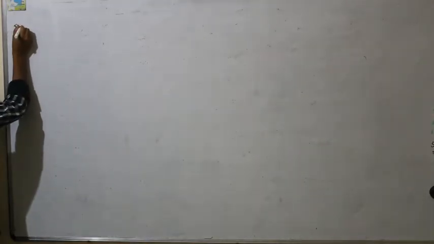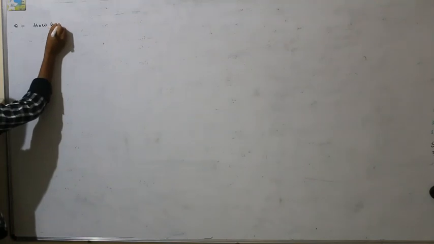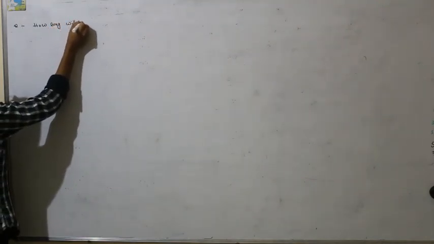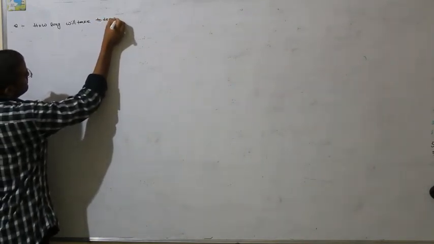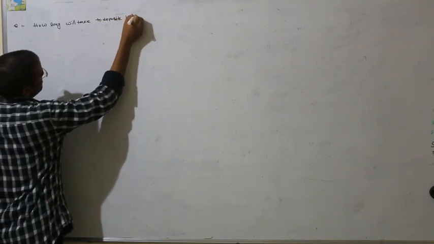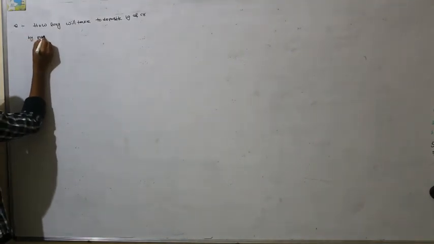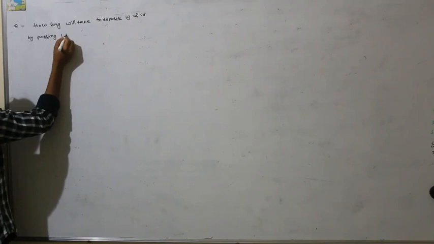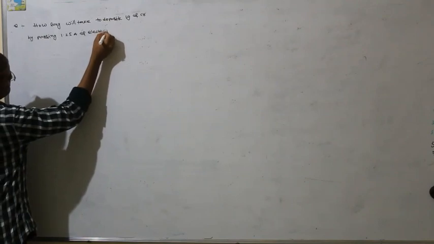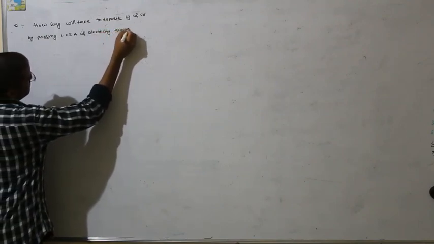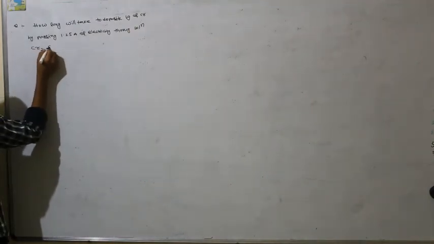Next question is, how long will it take to deposit 1 gram of chromium by passing 1.25 ampere of current through a solution of chromium sulfate.